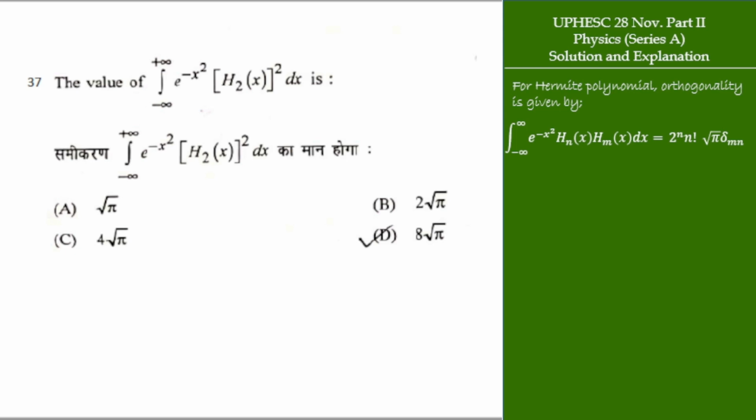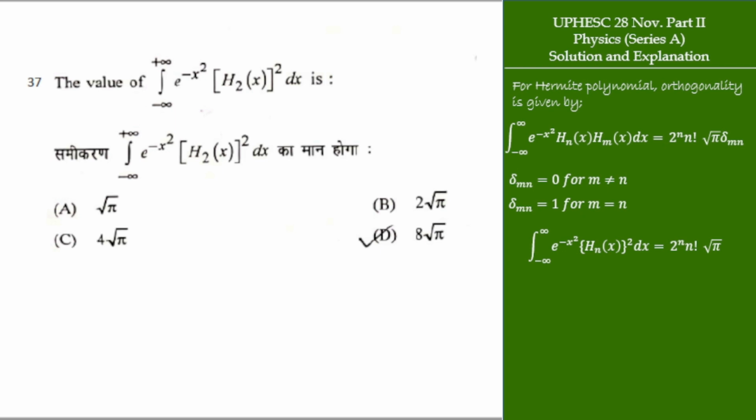It depends on m and n and their correlation. Suppose the value of m is not equal to n, then you will have the value of the Kronecker delta equal to 0. While if m equals n, you will have the value of the Kronecker delta equal to 1. So the simplified expression is integration from minus infinity to infinity of exponential power minus x square, Hn(x) square, dx equals 2 to the power n factorial n square root pi.